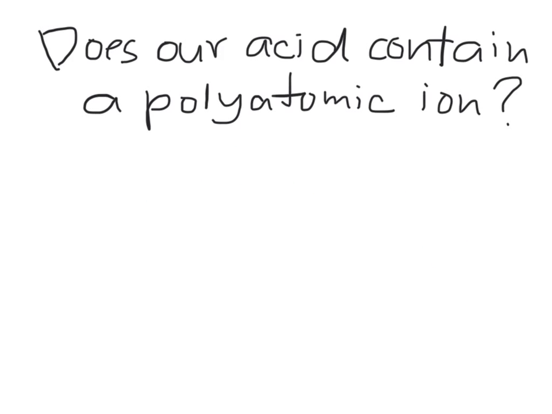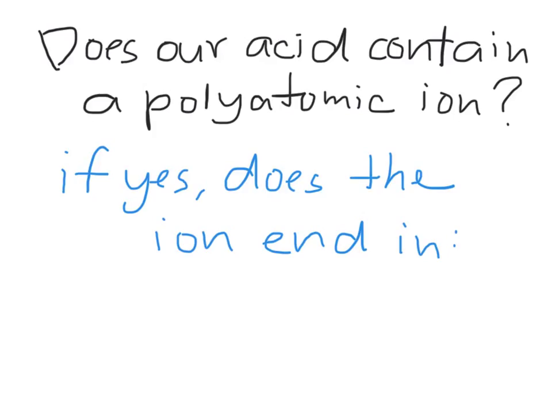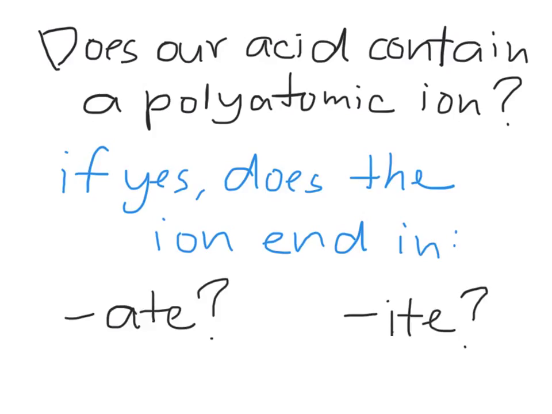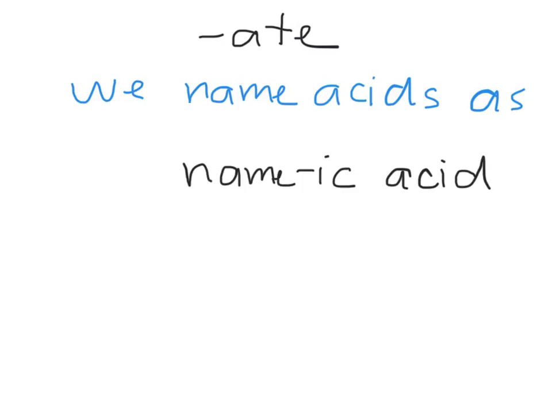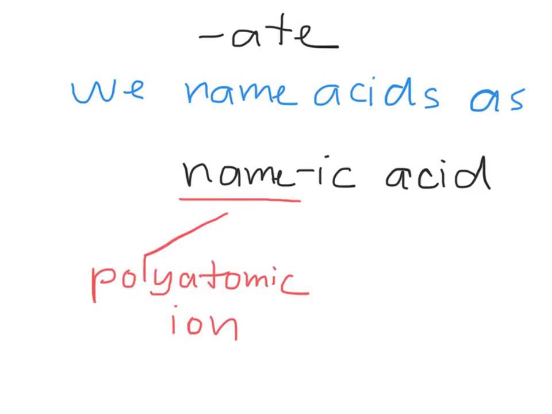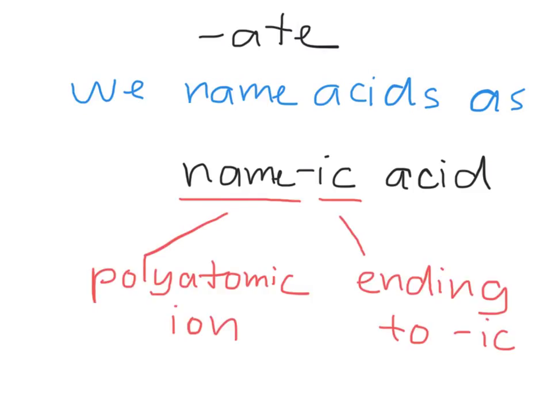Now that we know how to name acids that don't contain a polyatomic ion, we need to know how to name ones that do. So, we need to ask ourselves the following question. Does our polyatomic ion end in ate or ite? If our polyatomic ion ends in ate, we name acids as name-ic acid, where the name is the name of the polyatomic ion, whose ending has been changed to ic. Notice how it does not have the prefix hydro because it does have a polyatomic ion.